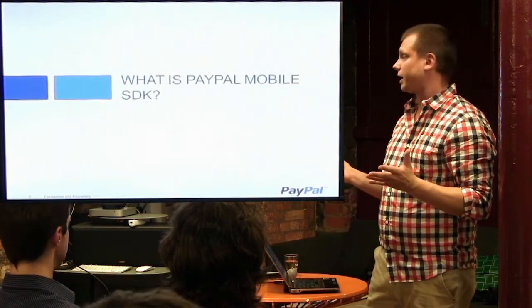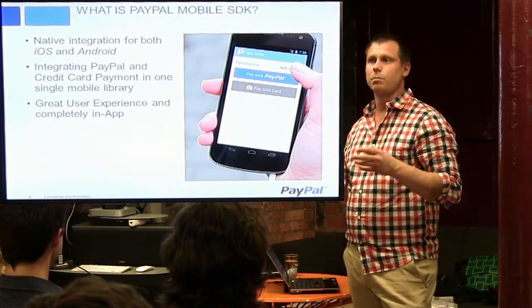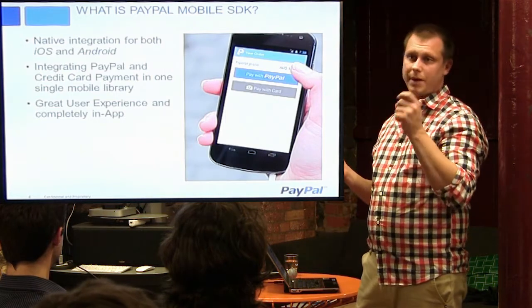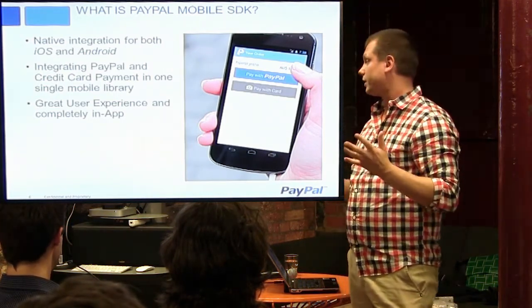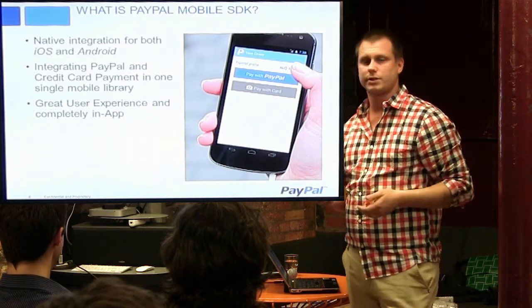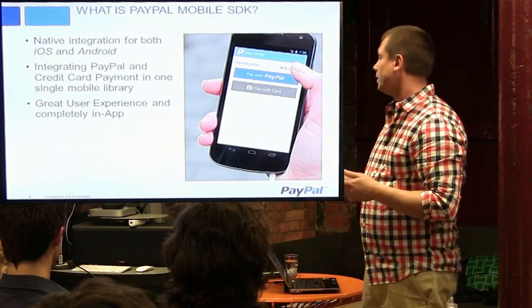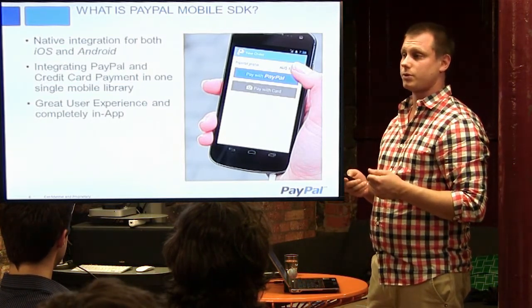So what's the Mobile SDK? Well, the Mobile SDK is a native integration for both Android and iOS. It's integrating both PayPal and credit card in a very, very easy way. You can get up and running, you know, all of you guys are quite nifty engineers, I'd say within hours you can get it to work. It's a great user experience, and it just works out of the box, simple.